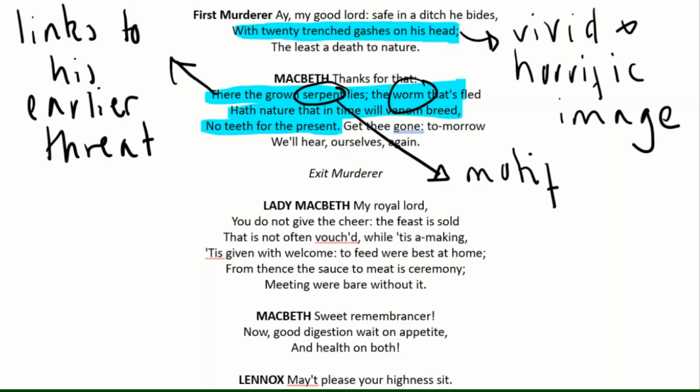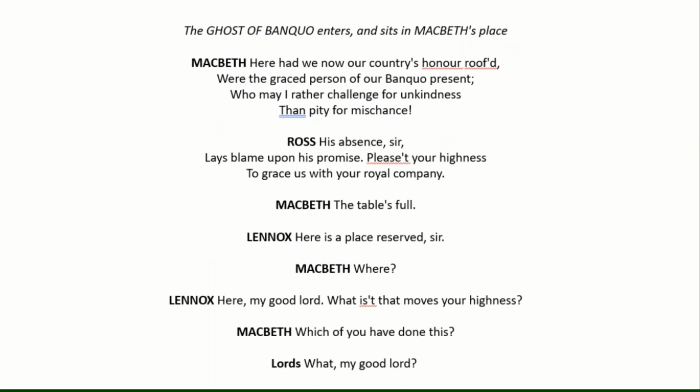Lady Macbeth says, "You're not entertaining the guests. You need to make sure they feel welcome. And you need to make sure you're doing your job as king and host here." And Macbeth proceeds to toast with the guests. "May it please your highness sit." The ghost of Banquo enters and sits in Macbeth's place.